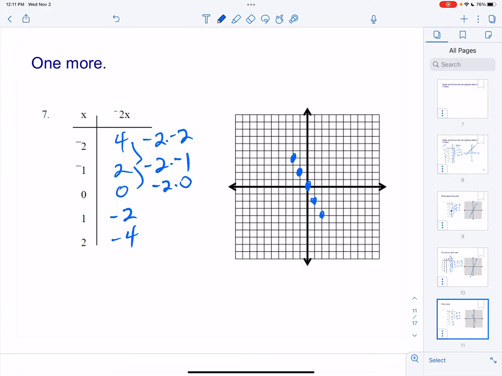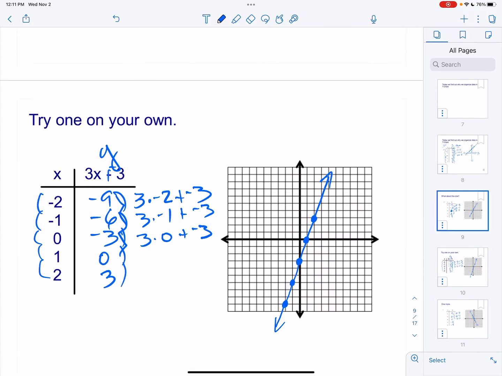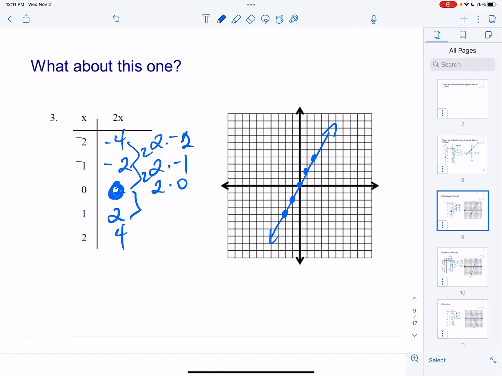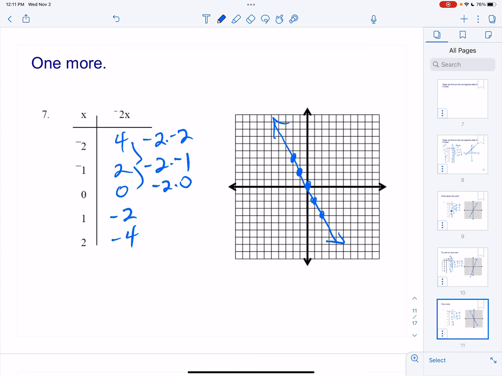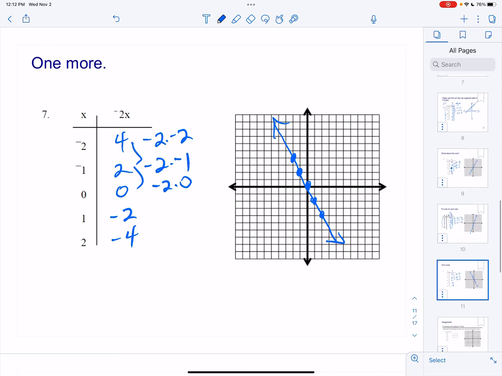So hopefully you notice that your graph is now going the opposite direction. Instead of going uphill, it's going downhill. So when we had expressions that had a positive coefficient, my numbers were increasing. So my graph was increasing. It was going uphill. When my coefficient is negative, my graph is decreasing because my values are decreasing. And decreasing means go downhill.